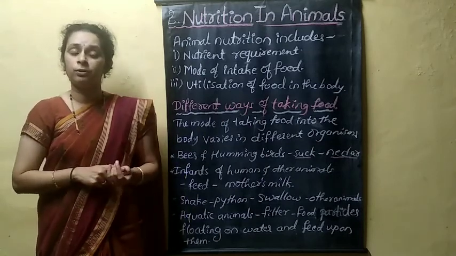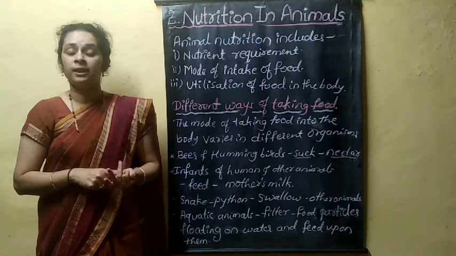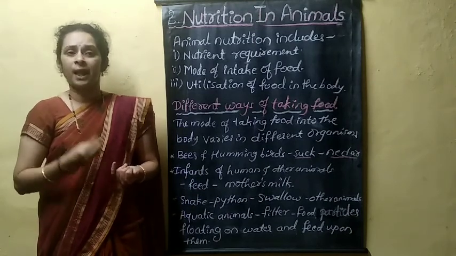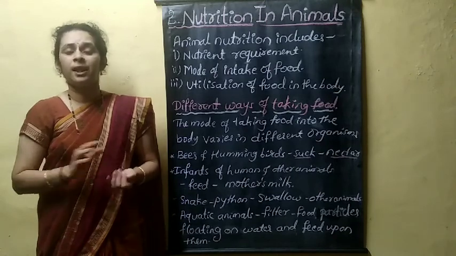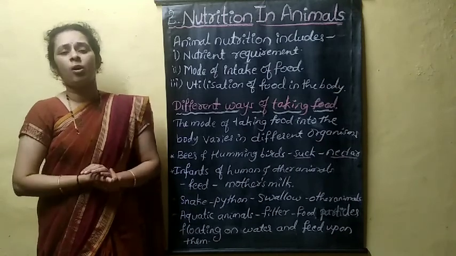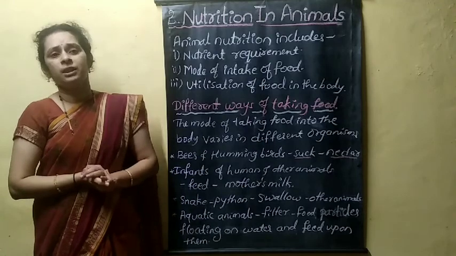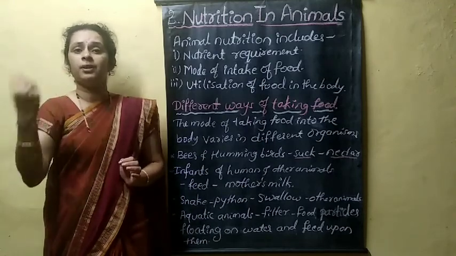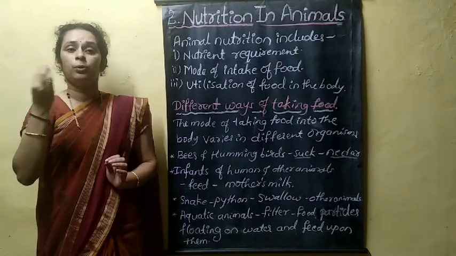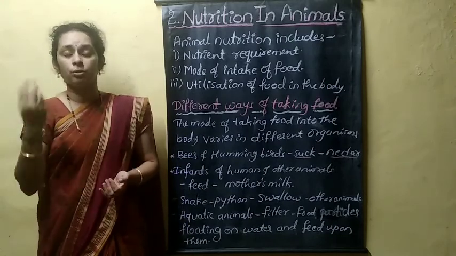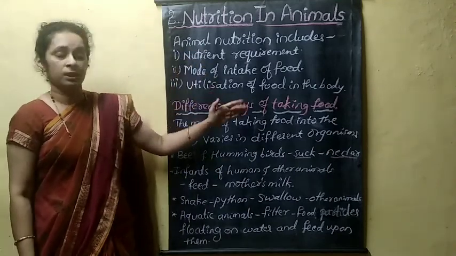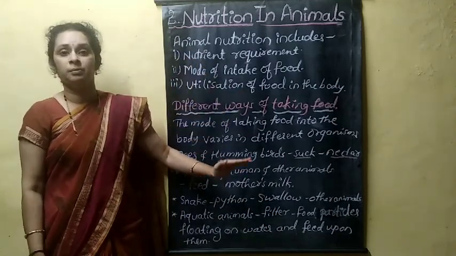They may take the food by sucking, by feeding, by capturing, by swallowing, by scraping or catching, by hunting. They can obtain food in different manners. They will take their nutrients in different ways in different organisms, and their nutrient requirements will also be different. Like that, the mode of nutrition takes place in animals.